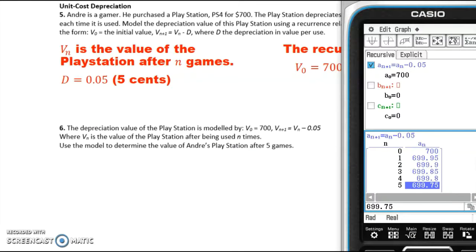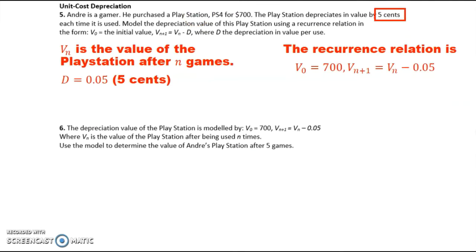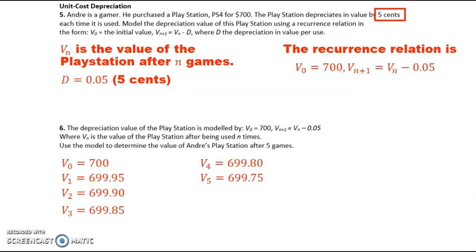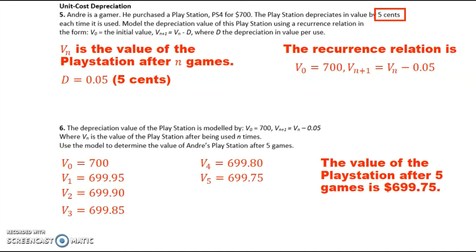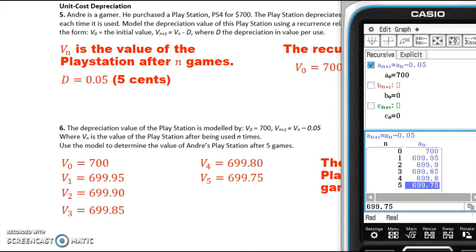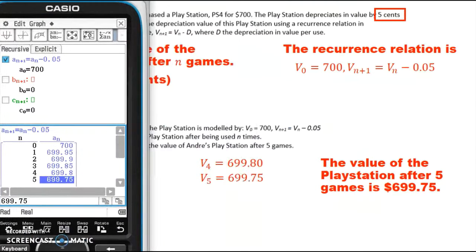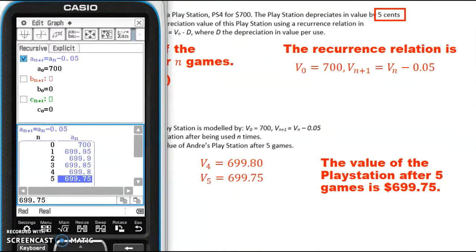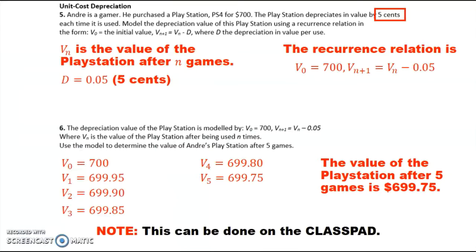But what I'm going to do is just scroll up. And what we do have to do is actually input those values in, showing our working out. So this is all from the ClassPad. And as you can see there, okay, $699.75. So it's exactly the same. The value of the PlayStation after 5 games is $699.75. That's what you write. And once again, the ClassPad is your friend.